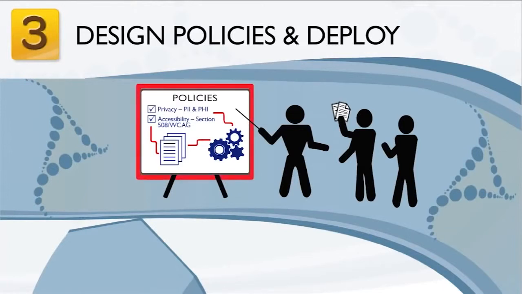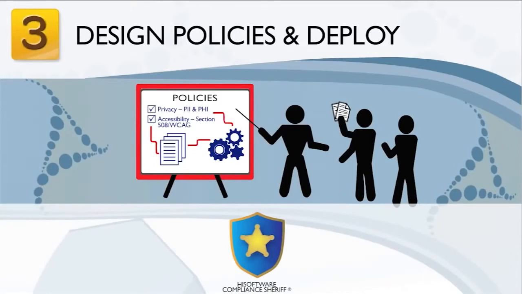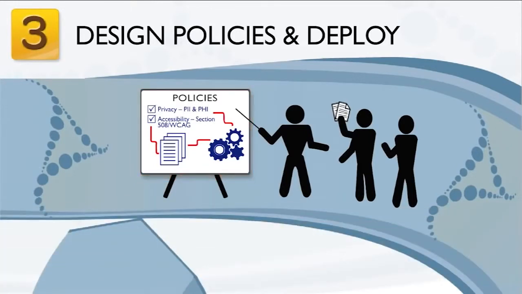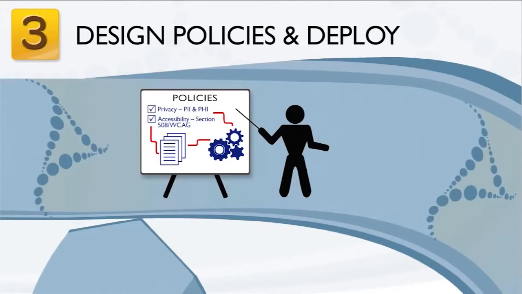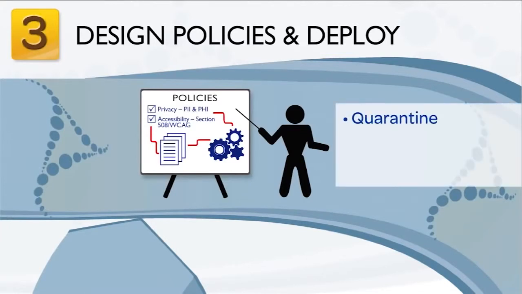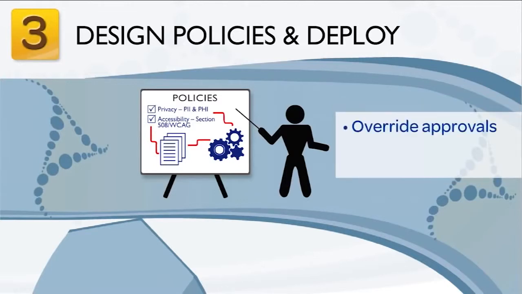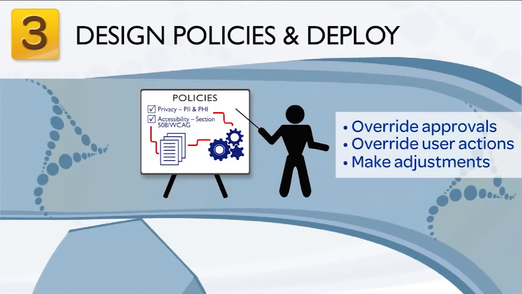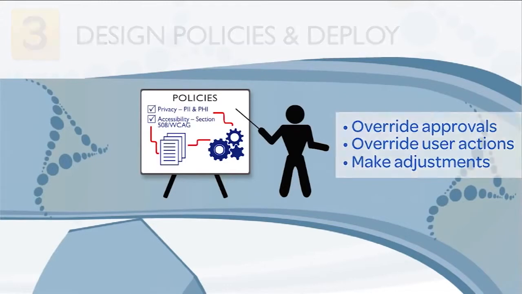Once you've defined your policies and rules, then Compliance Sheriff will scan and tag content to automatically detect, correct, and mitigate risk. Workflows can be used to remediate identified compliance issues and task the proper individuals in the organization to review and potentially quarantine, remove, classify, or reclassify the content. With its central workflow, HiSoftware prevents users from stopping the workflow and allows policy officers to override approvals, user actions, and make adjustments to classifications where appropriate.